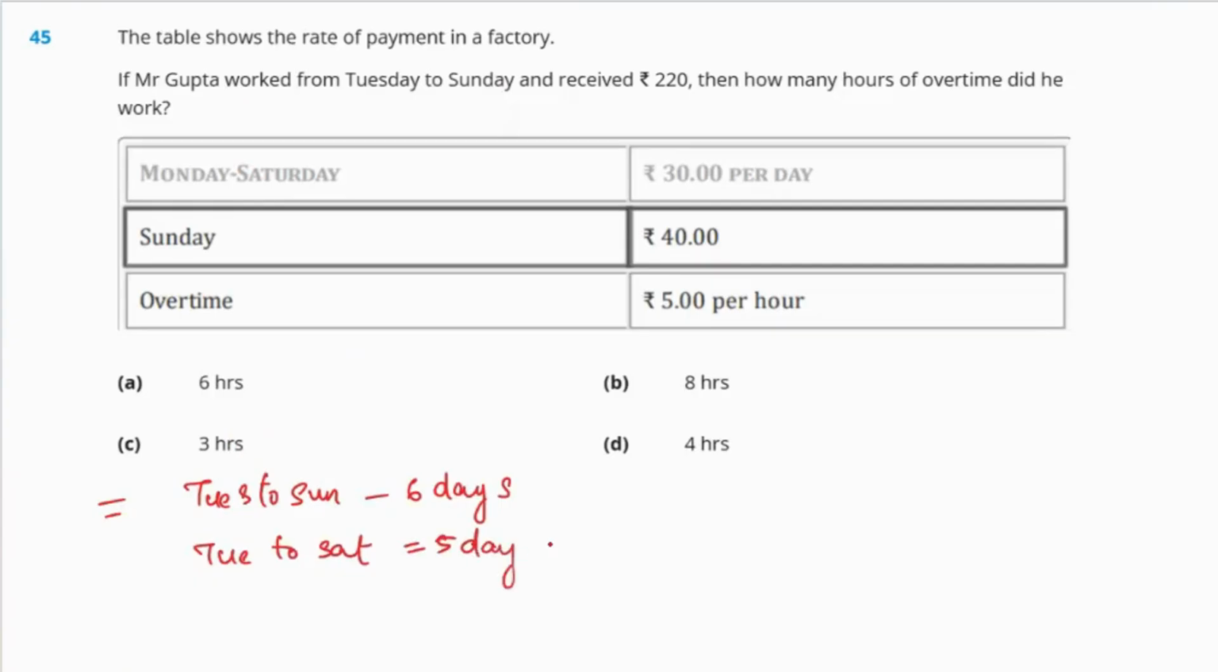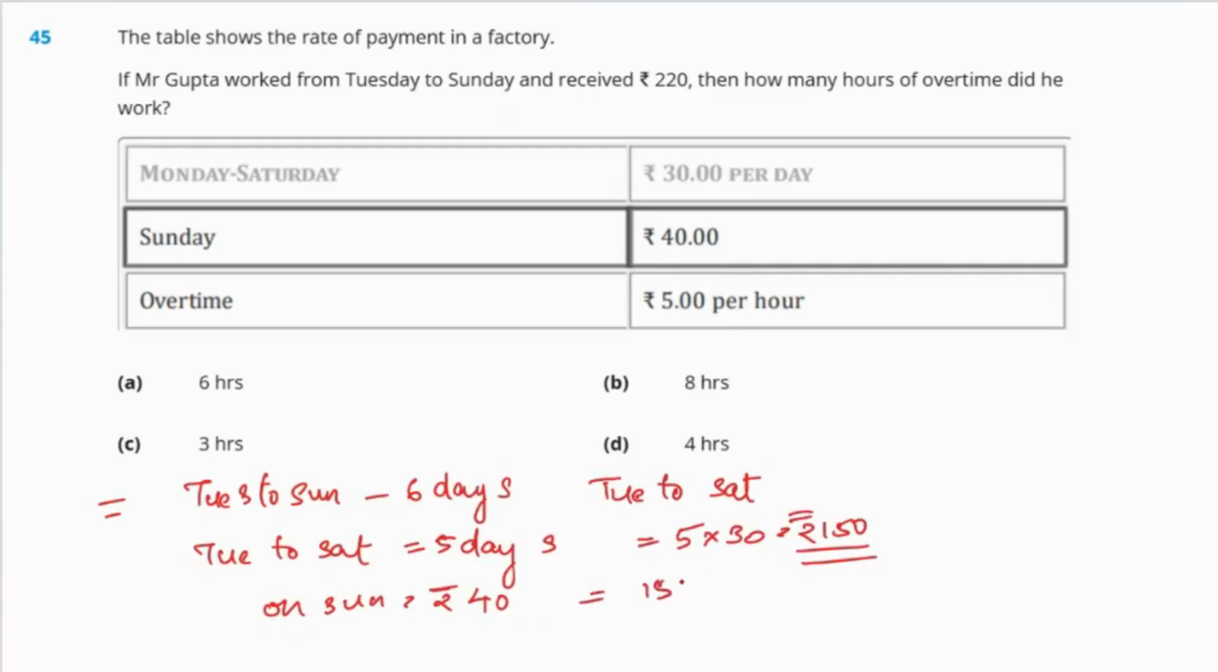Okay. And on Sunday, he is getting rupees 40. Other days, he is getting 30 rupees. Okay. So Tuesday to Saturday, how much can he earn? He can earn 30 per day, and 5 days are there. So 5 into 30, which is equal to rupees 150. He can earn this when he works from Tuesday to Saturday. Okay. So total earnings on regular days will be what? On regular days, he can earn 150 from Tuesday to Saturday plus 40 rupees on Sunday. So total 190.